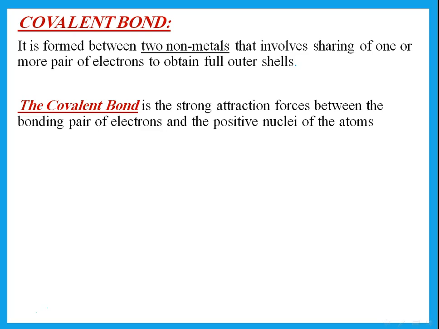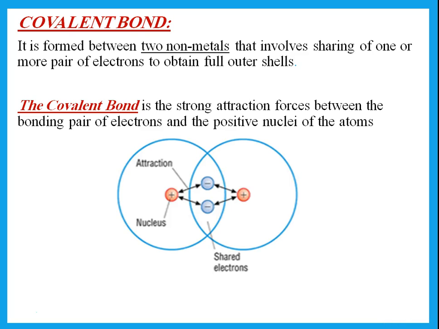A covalent bond involves sharing of one or more pairs of electrons to obtain a full outer shell. Remember that in the ionic, one of them lost and the other gained. But in the covalent bond, they're going to share a pair of electrons, or two pairs, or three pairs of electrons. And the covalent bond is the strong attraction force between the bonding pair of electrons and the positive nuclei of the atoms.